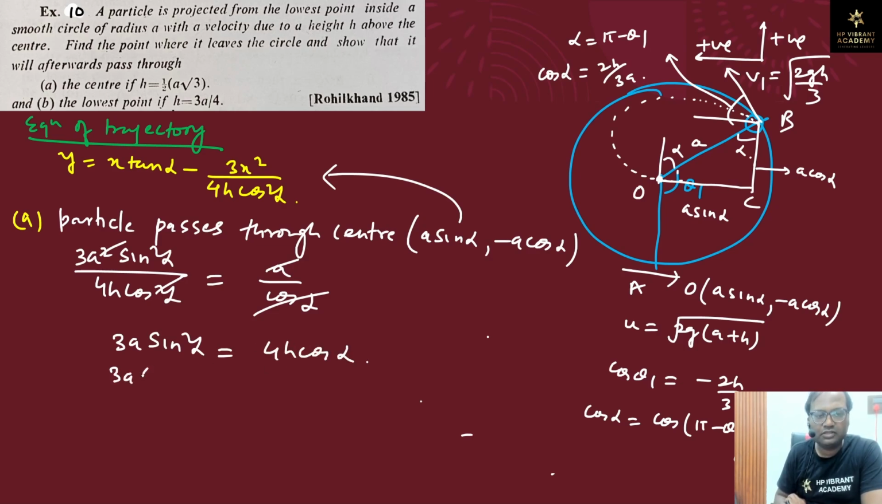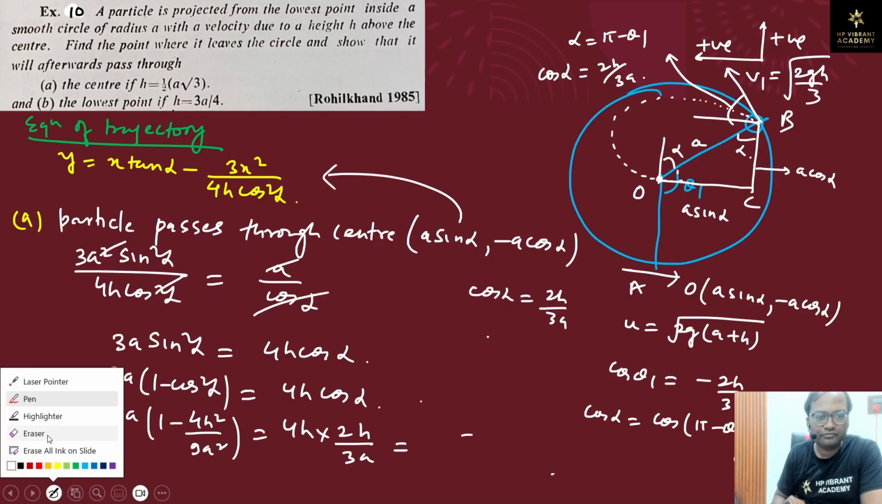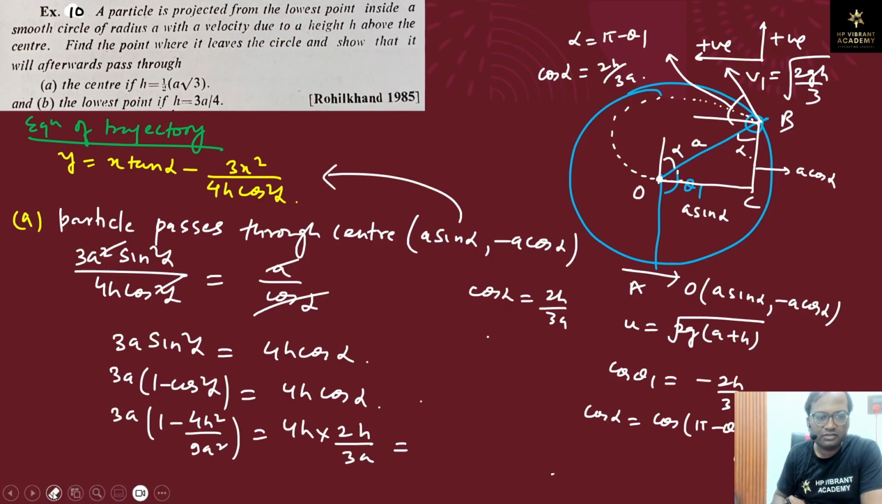Okay, so 3a into 1 minus cos square alpha is equal to 4h cos alpha. So 3a into 1 minus cos square alpha, where cos alpha is 2h upon 3a: 1 minus 4h square upon 9a square is equal to 4h into 2h upon 3a. This is equal to 8h square upon 3a.